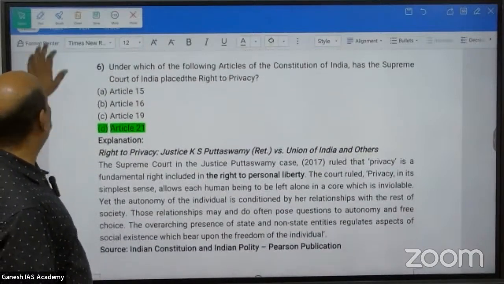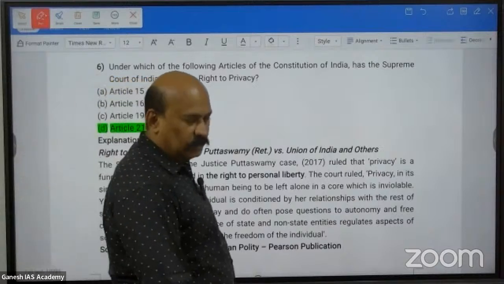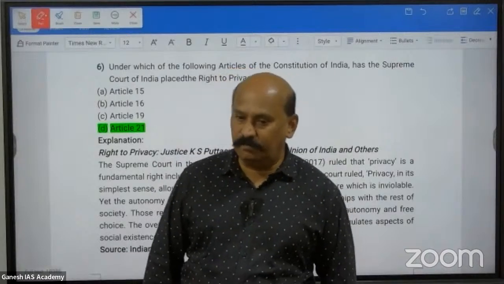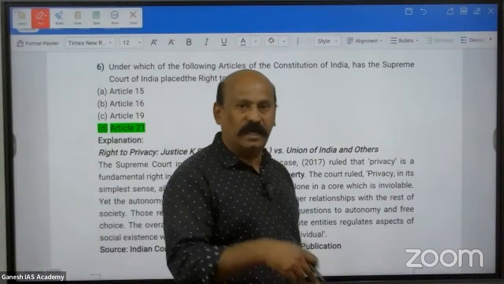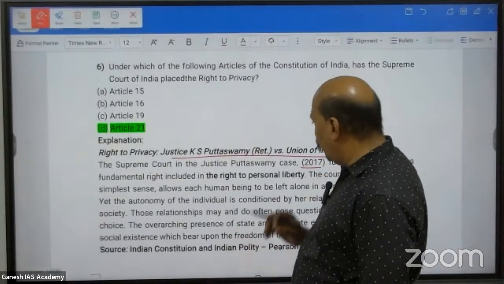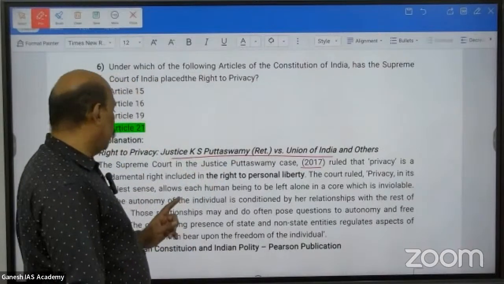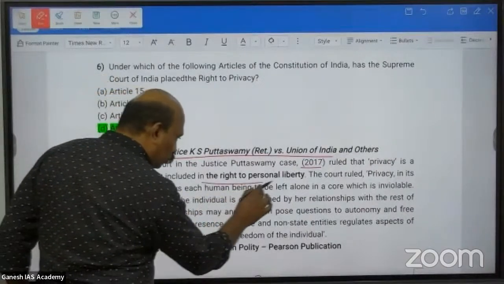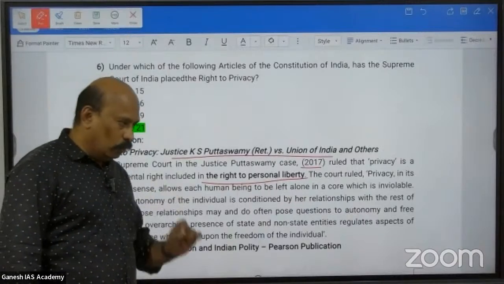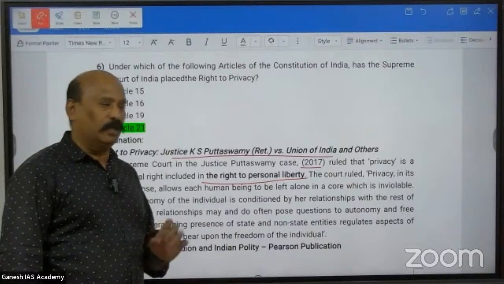Under which of the following articles of the Constitution of India has the Supreme Court placed the right to privacy? It's very obvious. Previously, in the 1980s, in another case, they had placed right to privacy as part of both Article 19 and 21. But finally, in the Justice Puttaswamy case of 2017, the court has very clearly and expressly ruled that privacy is a fundamental right included in right to personal liberty, which is given in Article 21. Article 21 is right to life and personal liberty. No person shall be deprived of his right to life or personal liberty except according to the procedure established by law. That is Article 21.